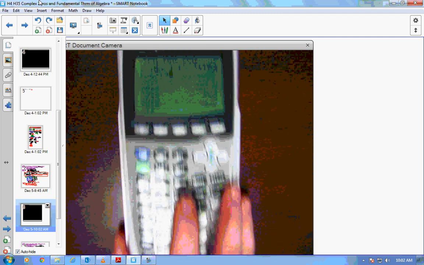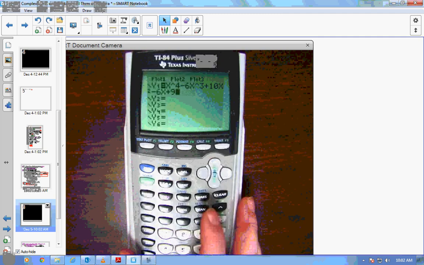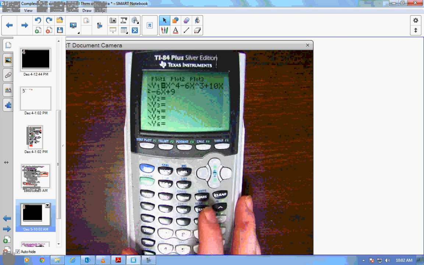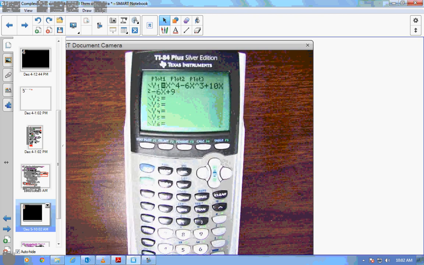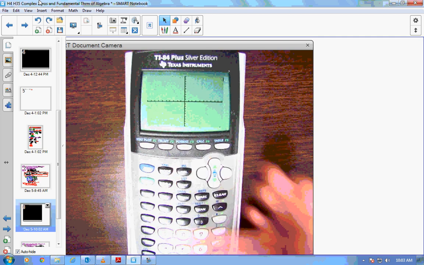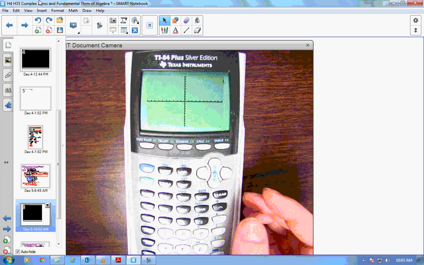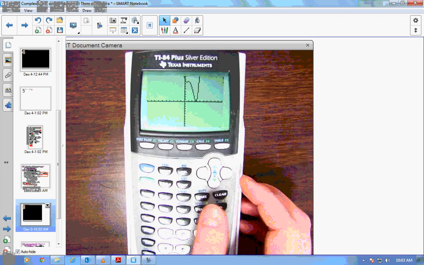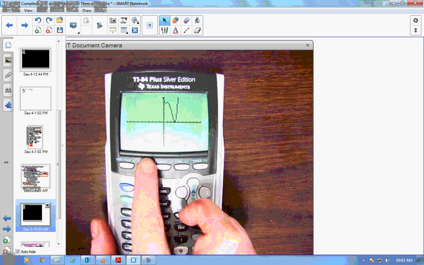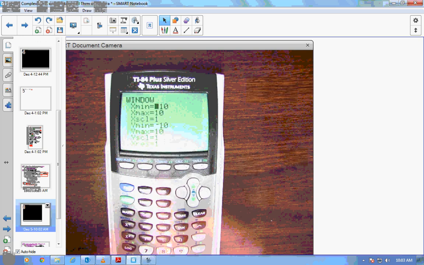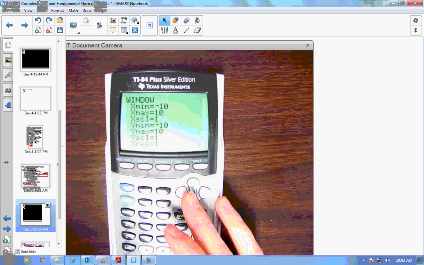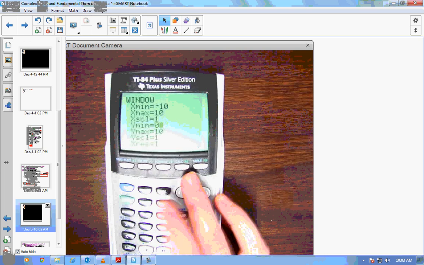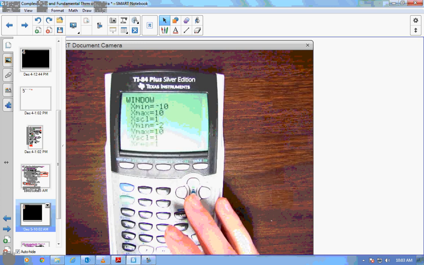How many zeros did we say there were? There were 4, but only 3 distinct ones because we had a multiplicity. So if you hit graph, I don't know what my window, oh, it looks like my window's standard. Let's see if we can see all of them. I'm going to fix my window just a little bit. It's more of the y's I want to see. Negative 2 to maybe 20.